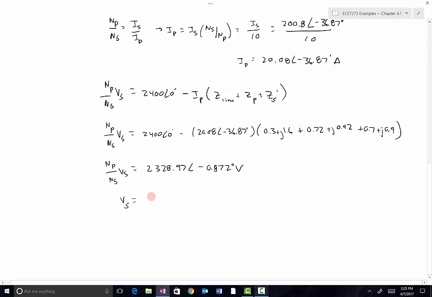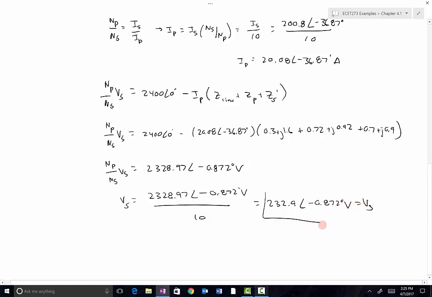To get VS, I just need to divide by the turns ratio, which was 10. So VS equals 2,328.97 at an angle of negative 0.872 degrees volts, divided by 10. That gives me 232.9 at an angle of negative 0.872 degrees volts as my voltage right there. So same techniques as reflected impedance in the ideal transformer.